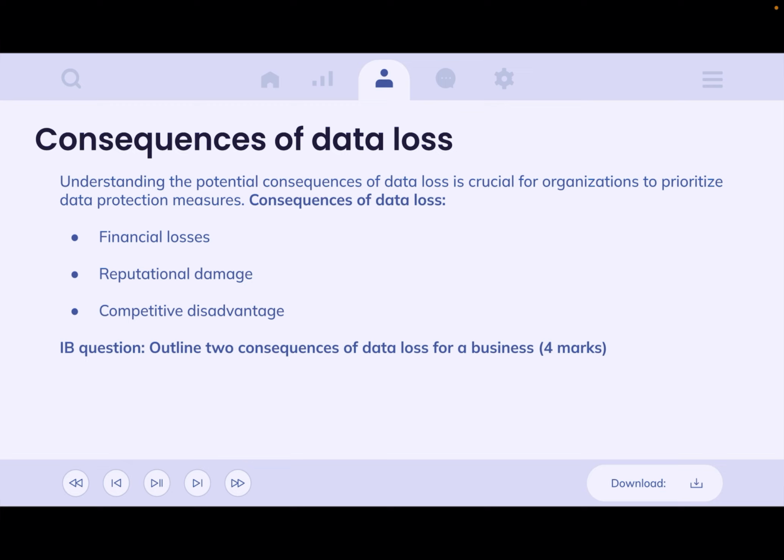Two significant consequences of data loss for a business are financial losses, which is when the company loses direct money through data recovery efforts, loss of revenue due to business interruption and potential fines for non-compliance with data protection regulations, and reputational damage, which refers to the harm inflicted on an organization's or company's public image, credibility, and stakeholder trust.